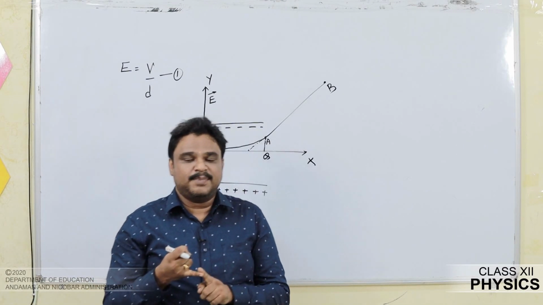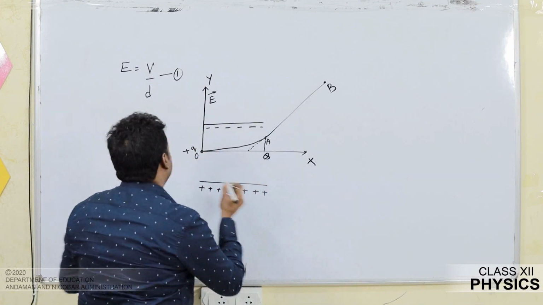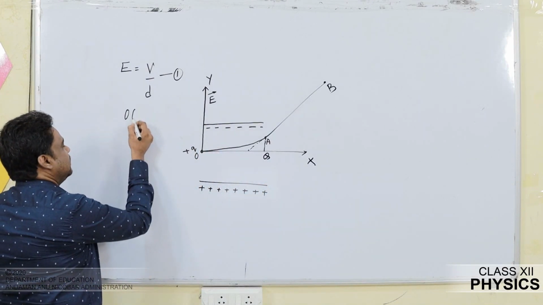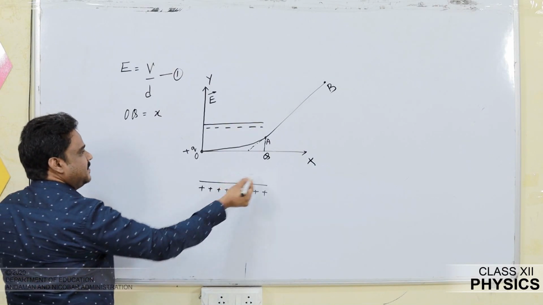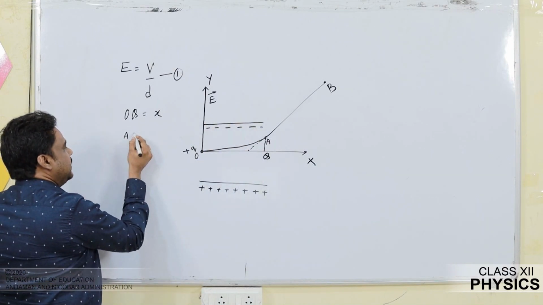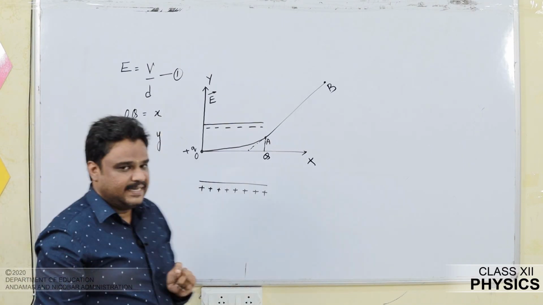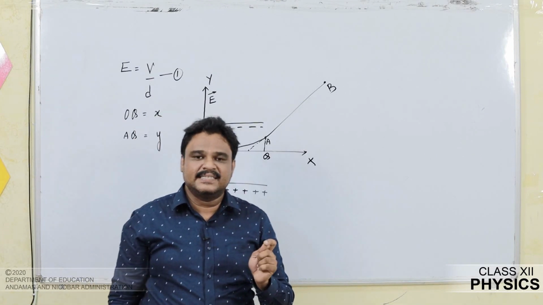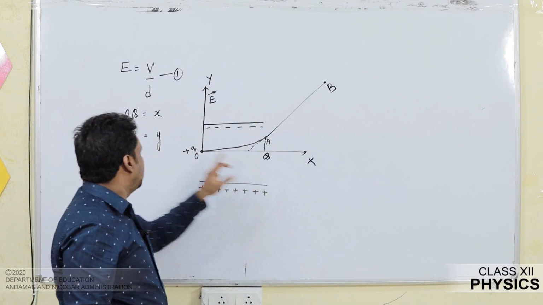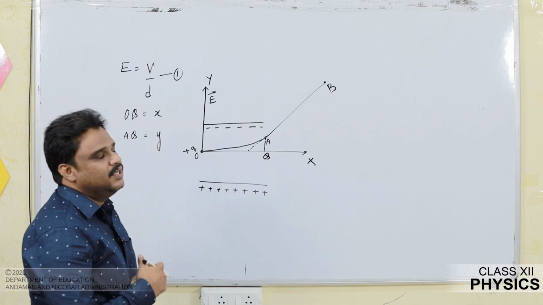Obviously, the charged particle travels a horizontal distance, say OQ. I am going to mark it as X. Similarly, it travels a vertical distance AQ, and I am going to mark it as Y. So during this motion, the charged particle covers a horizontal distance OQ equal to X, and also a vertical distance AQ equal to Y.